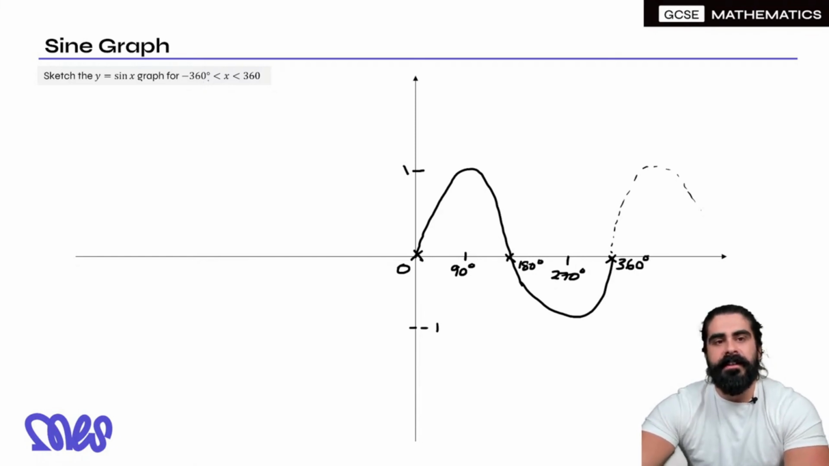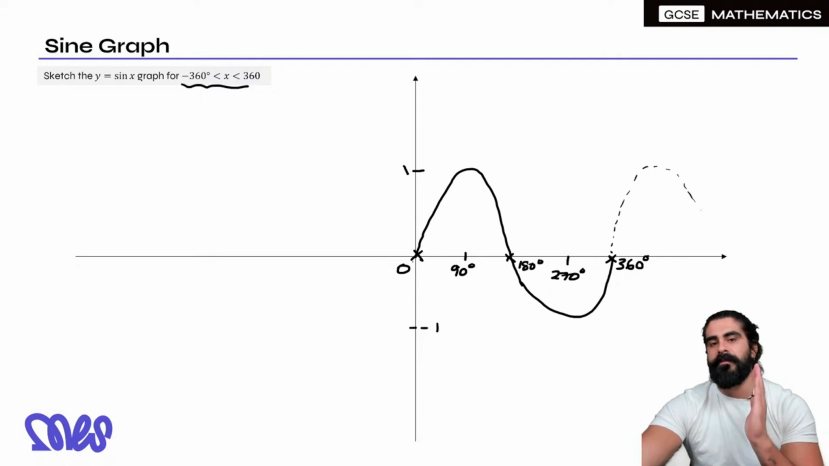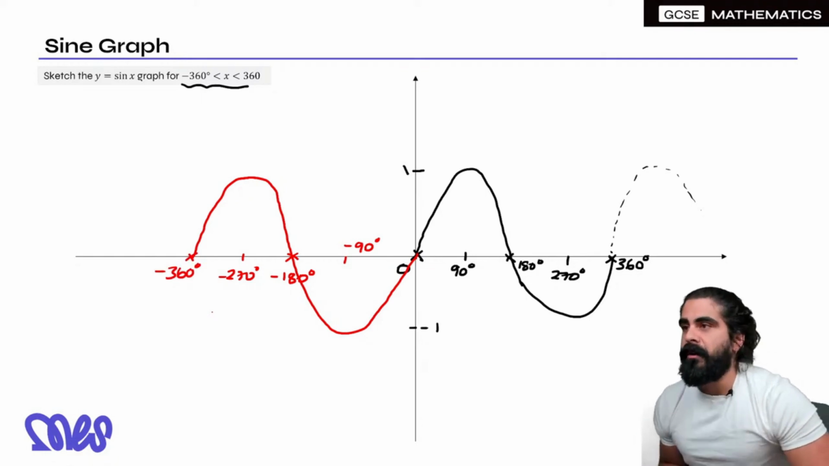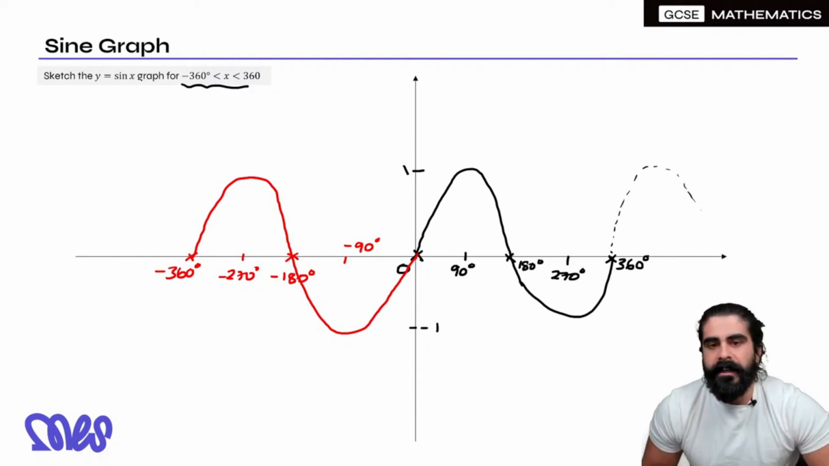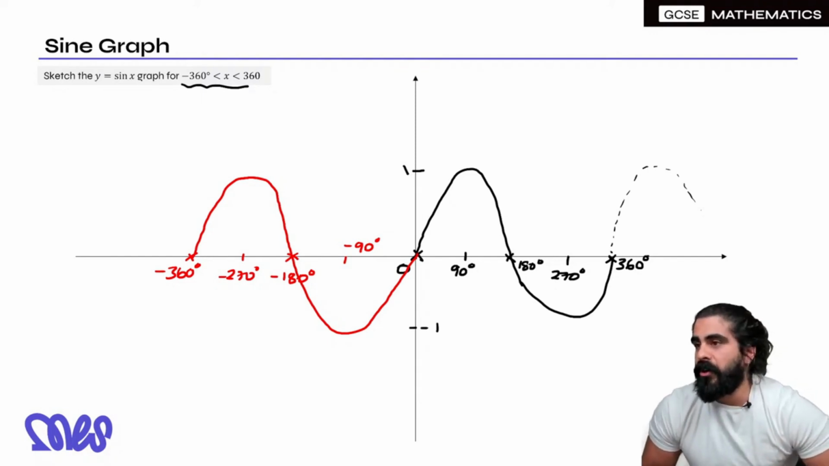But you see, I said go from -360 to 360. Right now, I've gone from 0 degrees to 360 degrees. I'm going to do the other side as well. So always remember, something happens every 90 degrees. That's all. And the same is going to happen with the cosine graph.